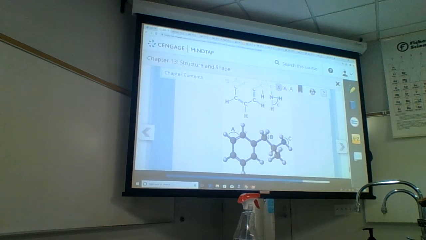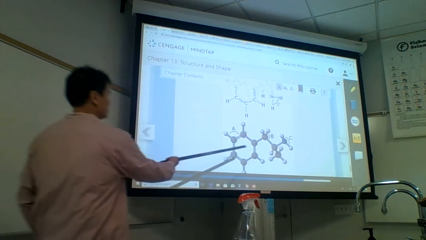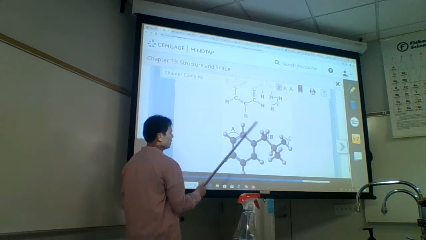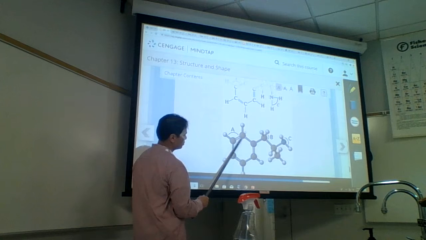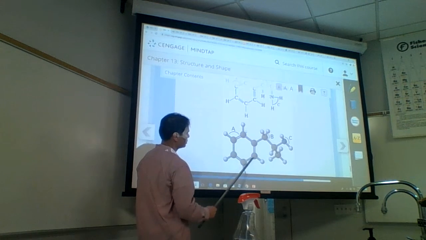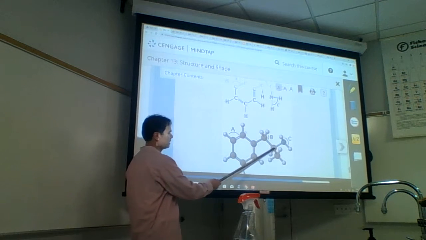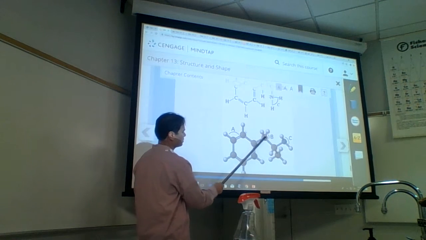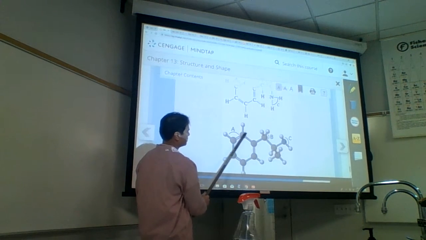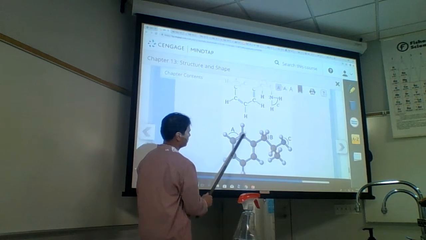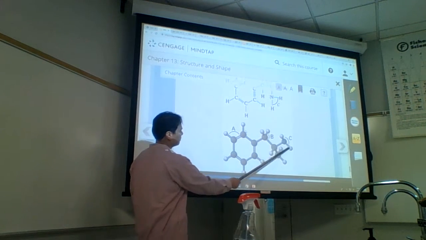Again, these bonds can twist. Single bonds can twist, and so this whole thing can twist around like this. Double bonds are not capable of twisting. So this is pretty rigid here, but this is flexible here. So what we try to do is flatten it out, draw as many atoms as possible in the plane. So this would be the zigzag here, all in the plane.